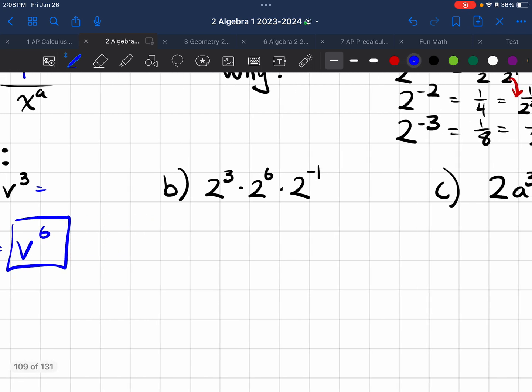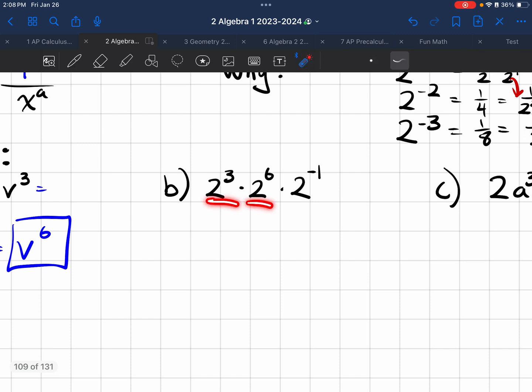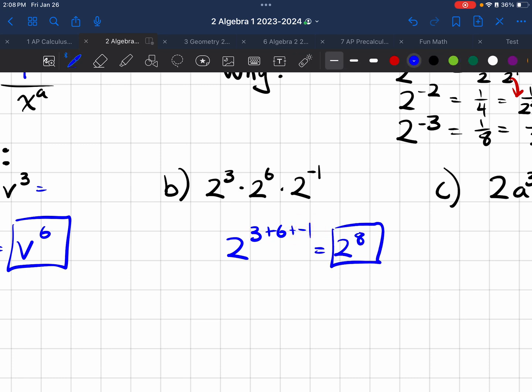In example 1b, again, I have the same base, so I'm going to keep the same base. I do not change it, and I'm going to add 3 plus 6 plus negative 1. 3 plus 6 is 9. 9 minus the 1 is 8, so this is 2 to the power of 8, and I'm going to leave it in that form, although I could expand out 2 to the power of 8. What would that be, like 256 or something like that?